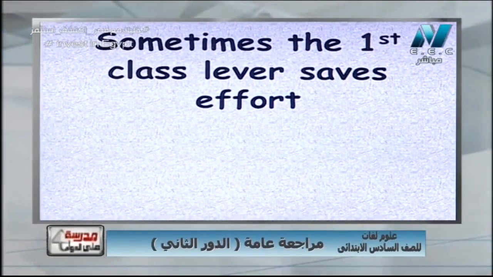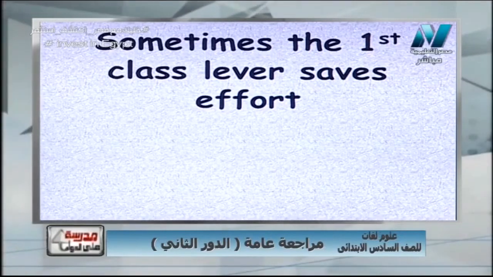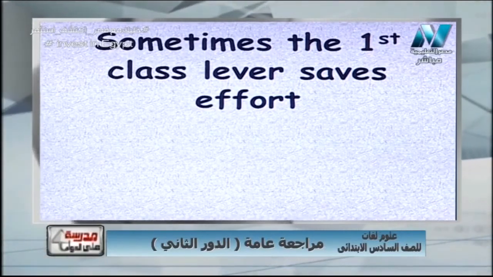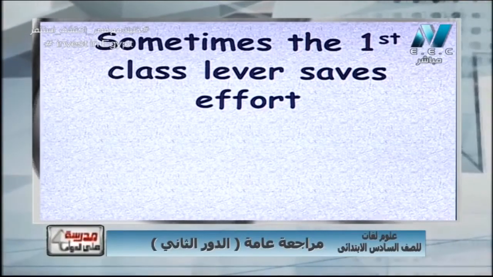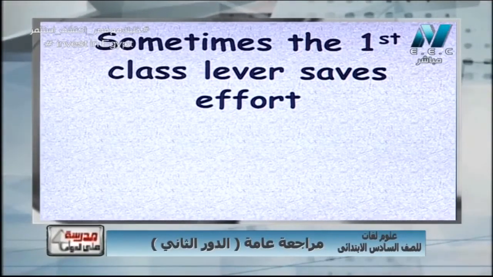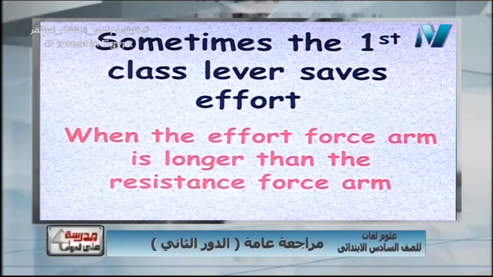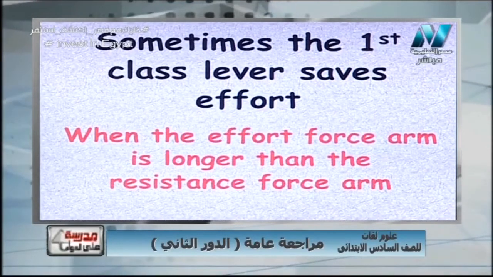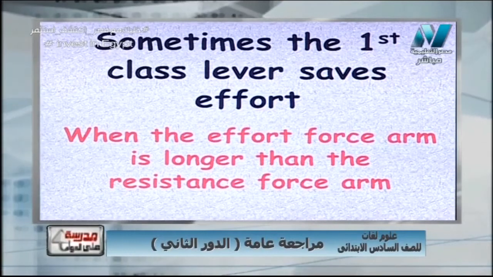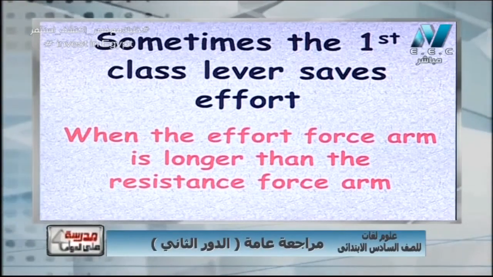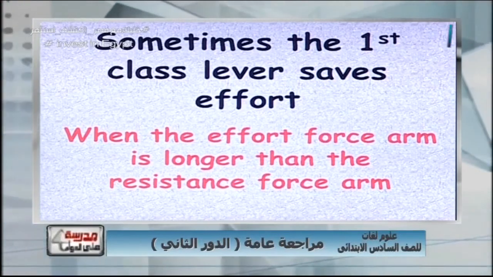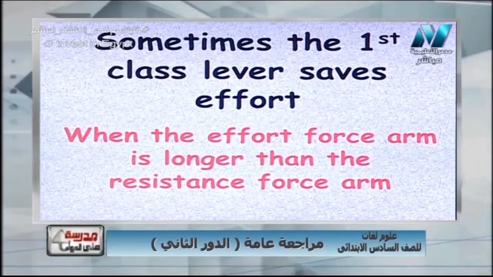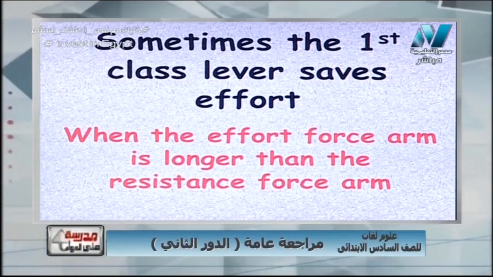Sometimes another question: the first class lever saves effort. النوع الأول من الليفر أحيانا بيوفر مجهود. ليه طيب؟ عشان الليفر توفر مجهود ليها condition شرط مهم جدا. إيه هو؟ When the effort force arm is longer than the resistance force arm. يكون عندنا effort force arm الـ F arm أطول من الـ resistance arm الـ R arm. لو الشرط ده موجود هتوفر مجهود. عشان كده الـ first class lever أحيانا بتوفر مجهود.